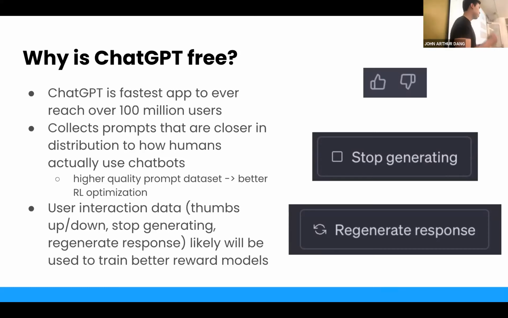They haven't said this publicly, but it's very, very likely that every time you click stop generating or regenerate response or thumbs up or thumbs down, you're effectively giving them preference data they can use to train better reward models. And they can use that to improve their models, especially with the very large scale that they've reached. They collect a lot of data and they improve their model from that.